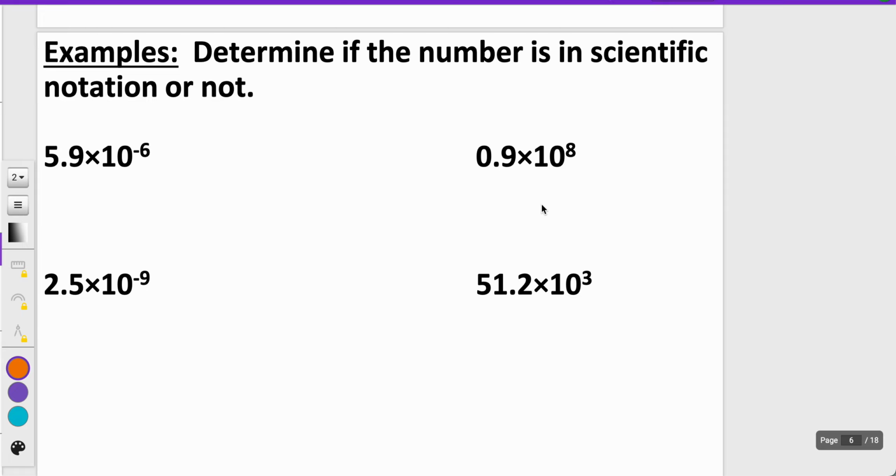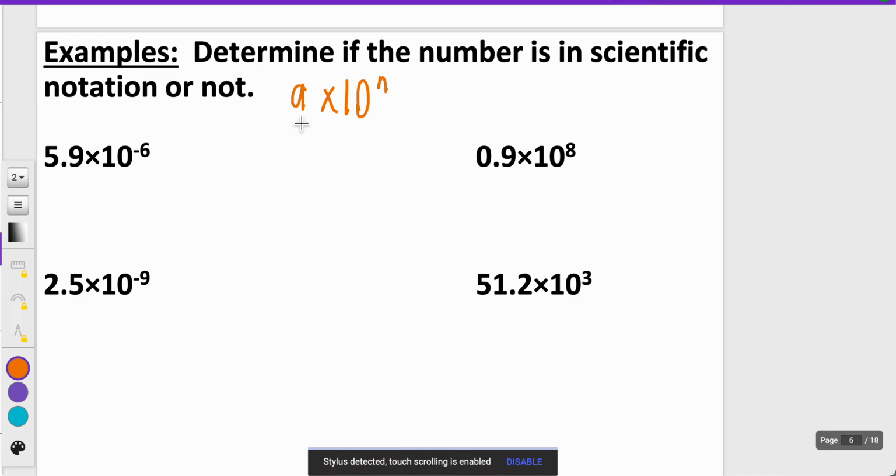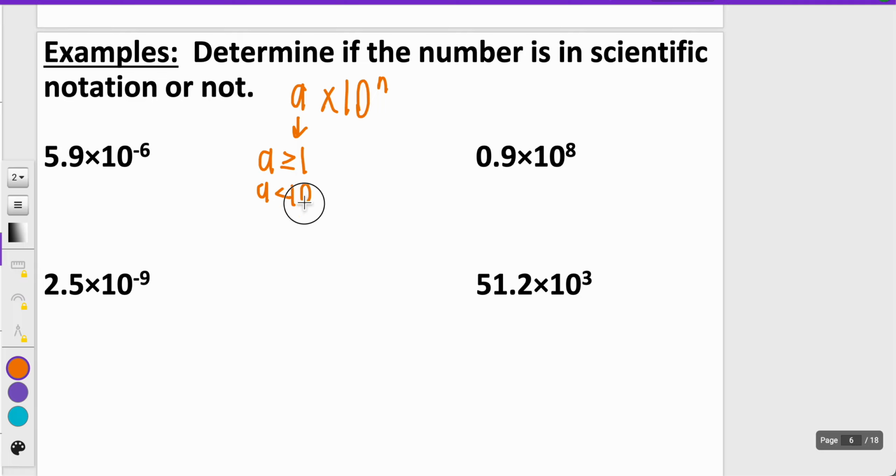The first thing I want to know is how to know if something is in scientific notation. In order to know if something is in scientific notation, we're going to have a times 10 to the n, where a has to be greater than or equal to 1, but still less than 10. And then n just has to be an integer. We usually pick positive and negative whole numbers.